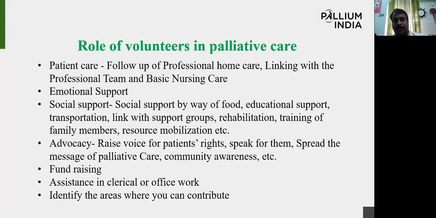Then at last, identifying the areas wherever you can contribute. You can contribute your time, you can contribute your wealth or the resources. You can be there as a volunteer in many ways.